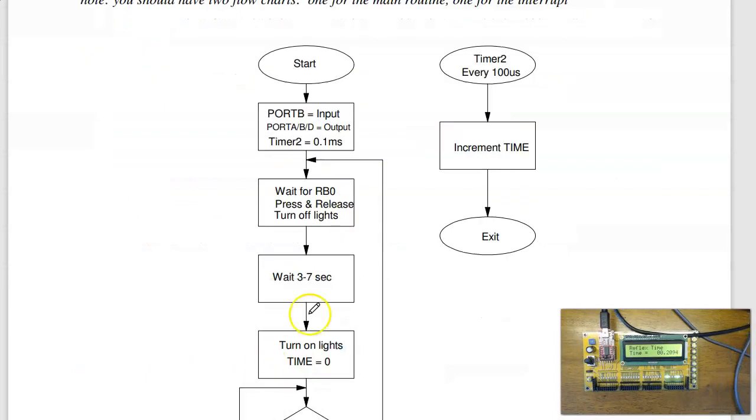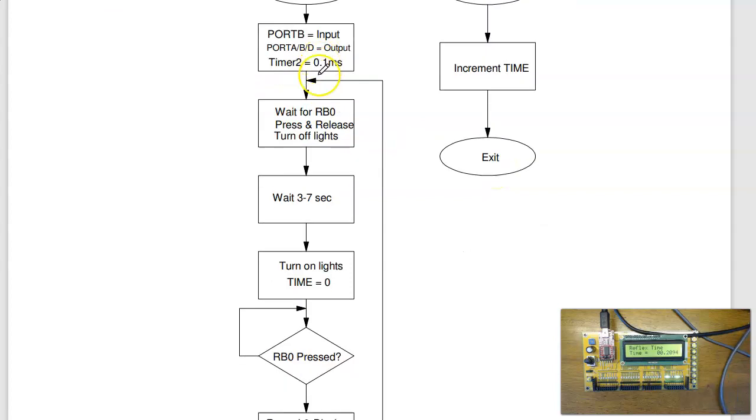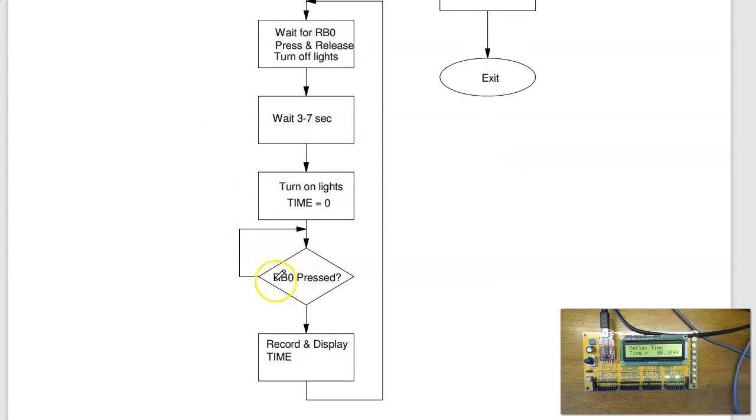So here's kind of the flow chart. When you have interrupts, you're kind of stuck using 2 parallel flow charts because the interrupt could happen at any time. Timer 2 is going to kick in every 0.1 millisecond or 100 microseconds. Every time it interrupts, it just counts. The main routine then, on reset, waits for me to hit the button. Once I hit the button, it waits between 3 and 7 seconds, then turns on the lights and clears the time. I then wait until I hit RB0. Once I press it, record the time, display it. That's my reflex time. Then repeat.